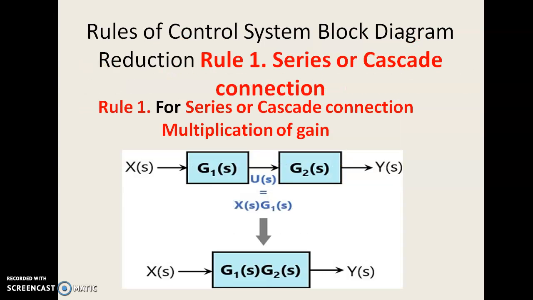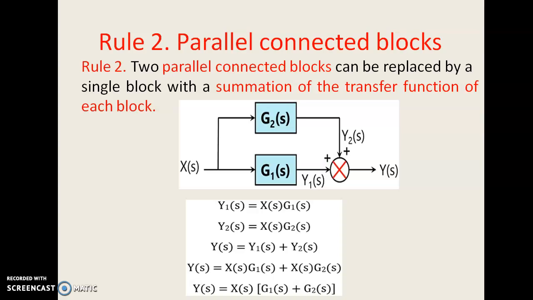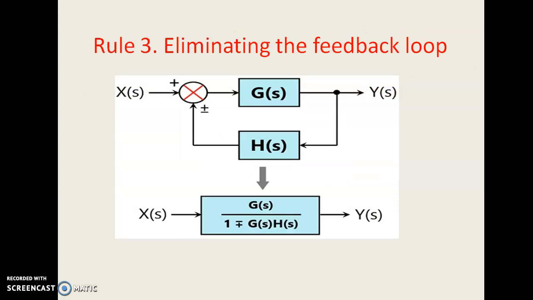In the control system, with the help of the block diagram reduction technique, we can find the overall transfer function of the system, and it is very simple to find if you know all the rules. Once again, we will have an overview of that. Rule number 1 is series or cascade connection. There is a multiplication of the gains. Rule number 2, parallel connection. In that case, the overall transfer function is given by the addition of the gains.